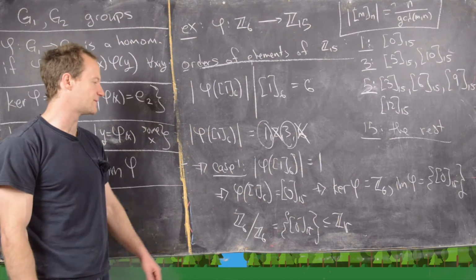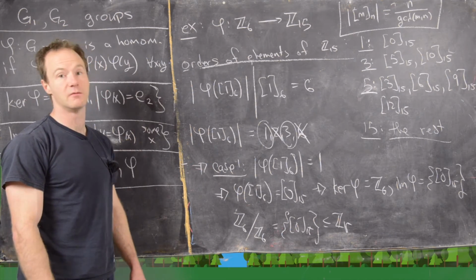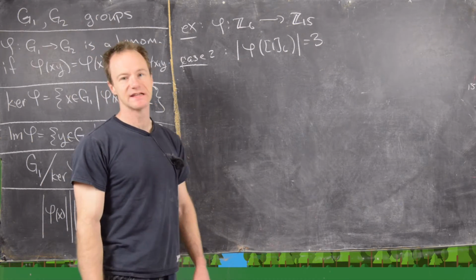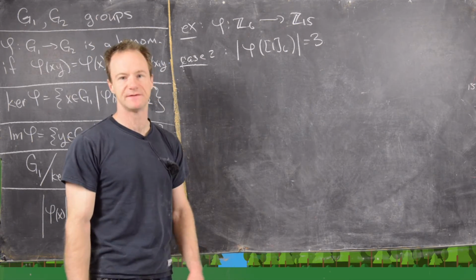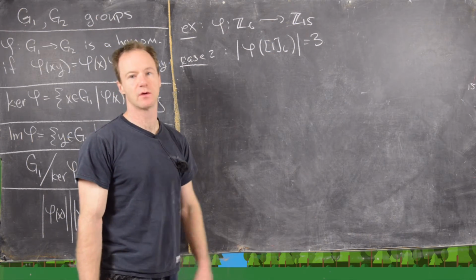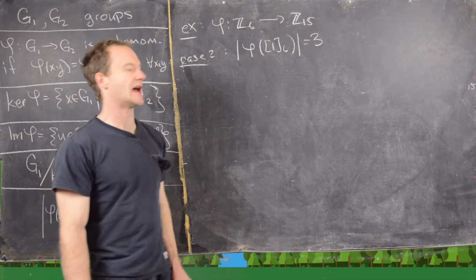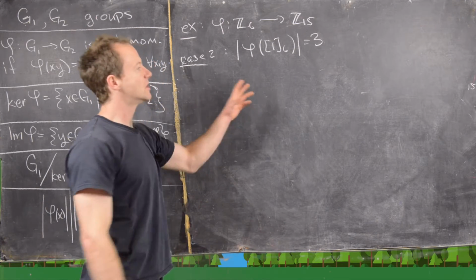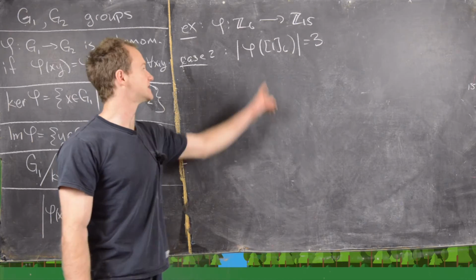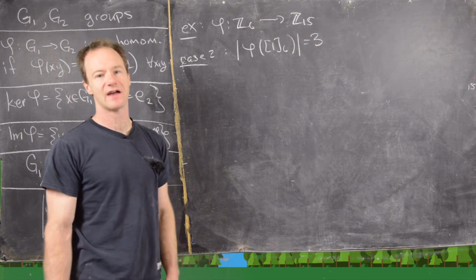So let me clean up this bit, and then we'll look at the more interesting cases. Okay, so now we're ready to look at the second case of this homomorphism from Z6 to Z15, and that's the case when phi evaluated at this equivalence class of 1 mod 6 has order 3. And so notice from our previous chart that told us that this element has to be sent to either 5 or 10.